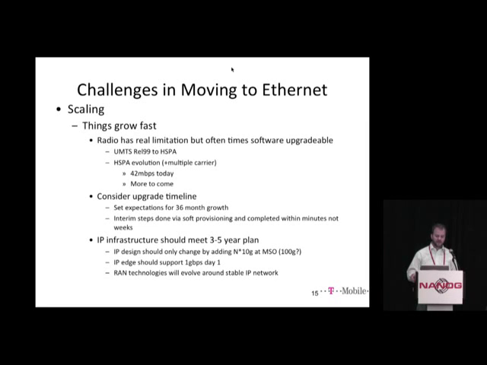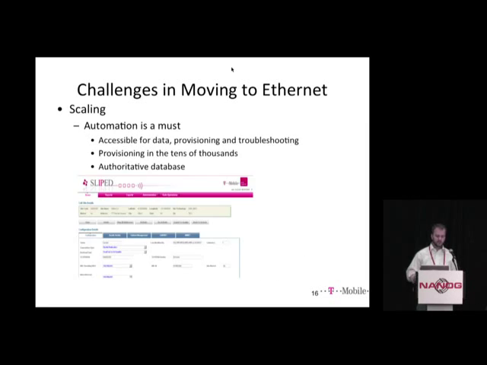Normal best practice, make sure that the design meets a 3 to 5 year plan. Again, you don't want to have to forklift things at this magnitude again, because we're talking in the millions of customers per backhaul.